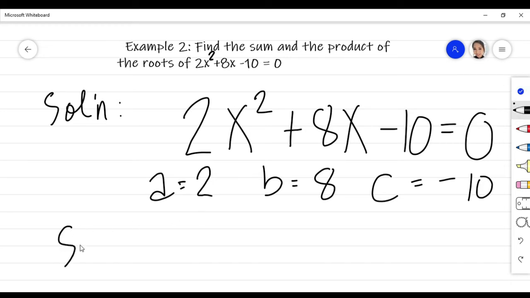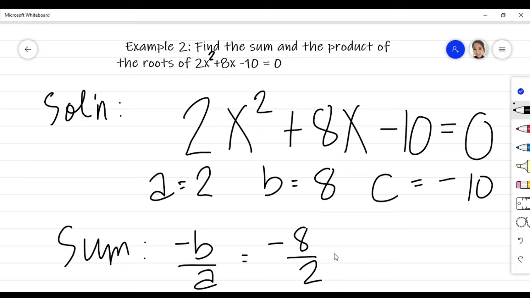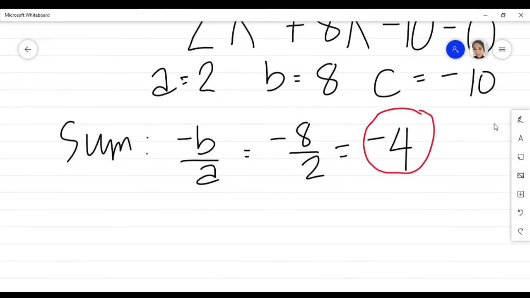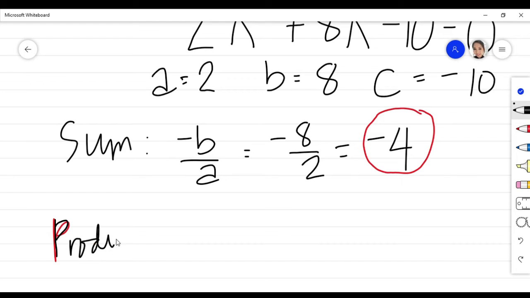So let's find the sum of the roots, which is negative b over a. So negative b, which is 8, divided by a, which is 2. Negative 8 divided by 2, that is negative 4. So our sum is negative 4. Okay, how about the product? So product of the roots is c over a.